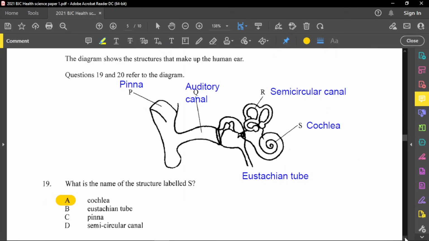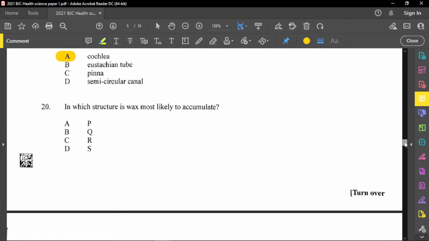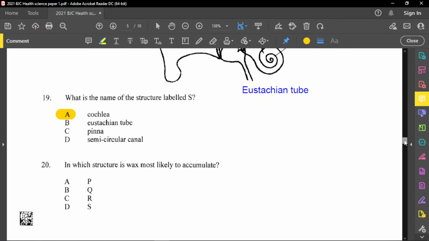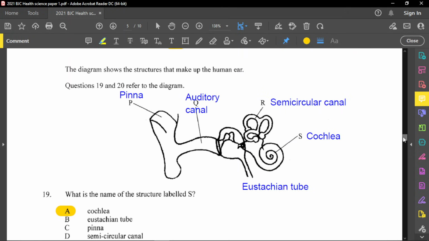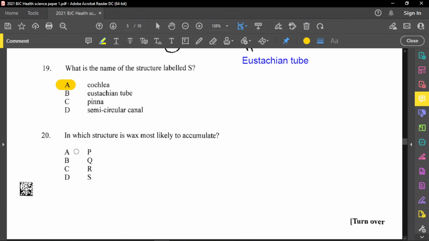All right, number 20, and we're halfway through this paper. It said, in which structure is wax most likely to accumulate? And I think you'll know this. Wax is that little sticky, brown, darkish substance in the ear used to trap dirt or any foreign objects. And so you see it inside of your pinna. If it goes all the way down, it will clog your auditory canal and then you cannot hear properly. So it normally accumulates on the external part, in the pinna. Sometimes you can see it from the outside, and that is when you need to clean your ears. Not looking so appealing at all.